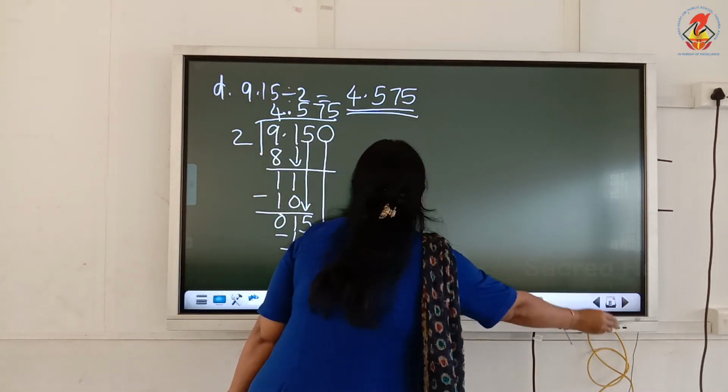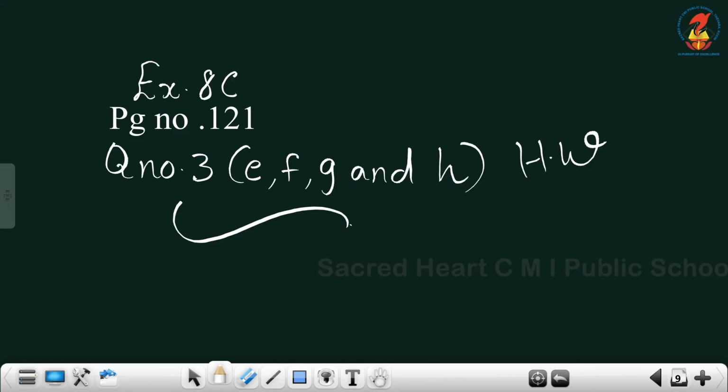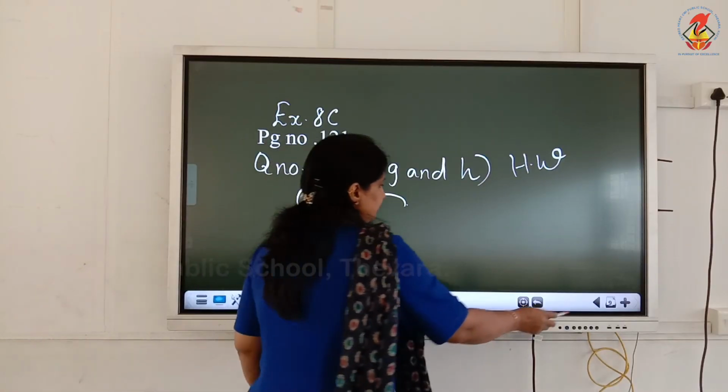Then the next one is your homework only. Homework questions are exercise 8C, page number 121, question number 3, E, F, G and H. Is it clear? Okay. Thank you.